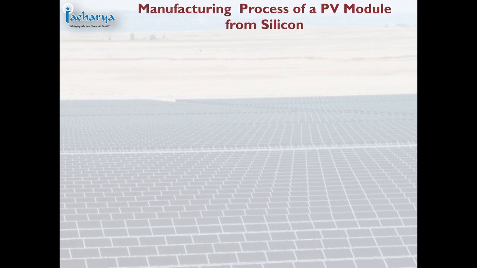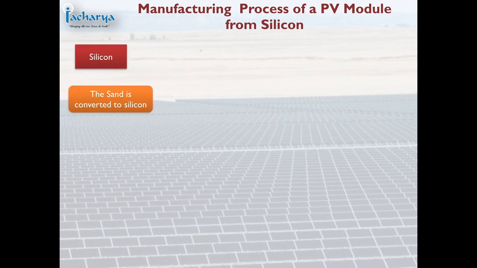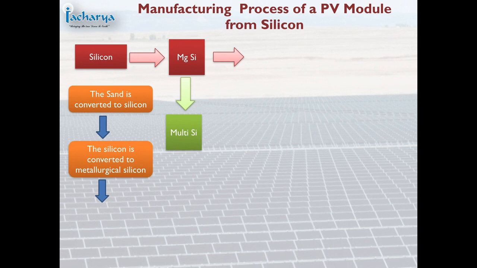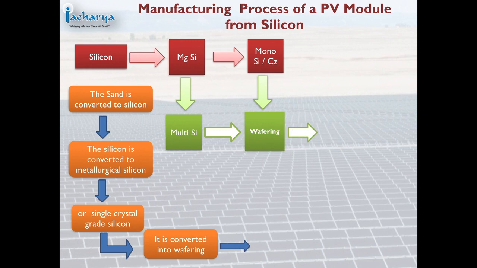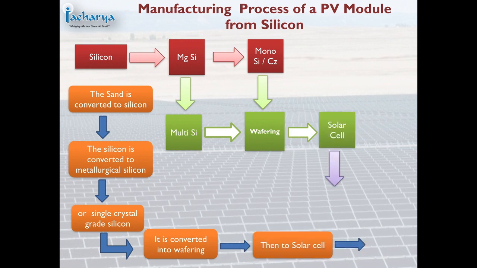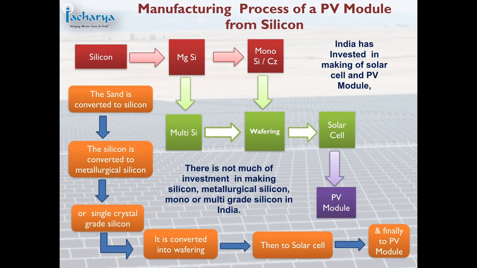This slide indicates the complete process right from silicon to PV module. The sand is converted to silicon, that in turn is converted to metallurgical single crystal grade silicon, in turn to wafering and then to solar cell and PV module. In India, we have not got any investment in making silicon, metallurgical silicon or manufacture of mono or multi-grade silicon. We have made investment only for manufacturing of solar cell and PV module.